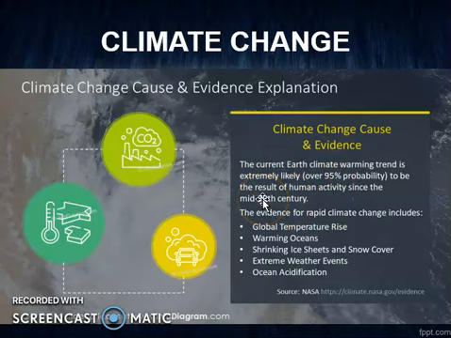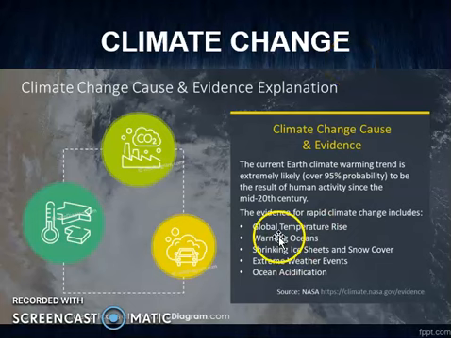The current Earth climate warming trend is extremely likely, over 95% probability, to be the result of human activity since the middle 20th century. So based on this slide, it mentioned that human activity becomes the major factor that contributes to the increase of climate change effect.